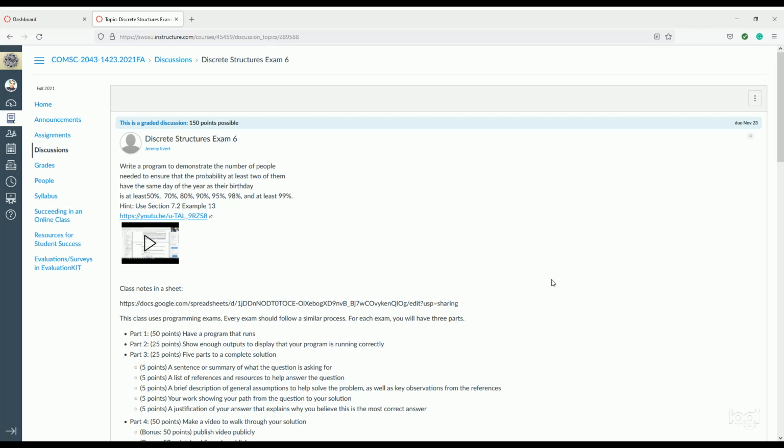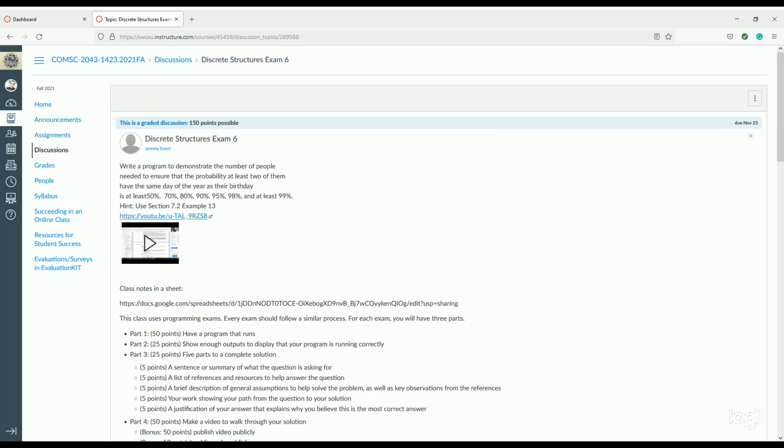Today we will be discussing discrete structures exam number 6. I'll quickly read the problem and then we'll get right into the code. So today we had a problem that says write a program to demonstrate the number of people needed to ensure that the probability that at least 2 of them have the same day of the year as their birthday is at least 50%, 70%, 80%, 90%, 95%, 98%, and at least 99%.